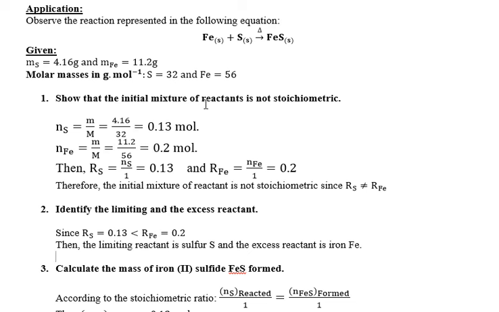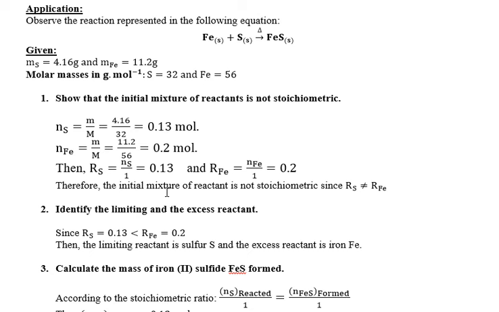Part 1: show that the initial mixture of reactants is not stoichiometric. To prove that the reactant mixture is not stoichiometric, we have to calculate the ratio of sulfur and the ratio of iron. But before calculating ratios, you have to calculate the number of moles of sulfur and that of Fe. Number of moles of sulfur equals mass over molar mass, which is equal to 0.13, and that for Fe equals 0.2. As a result, both ratios are different, which means that the reactant mixture is not stoichiometric.